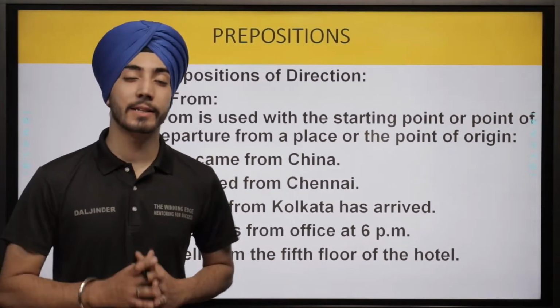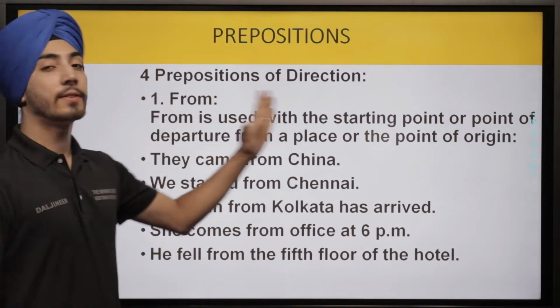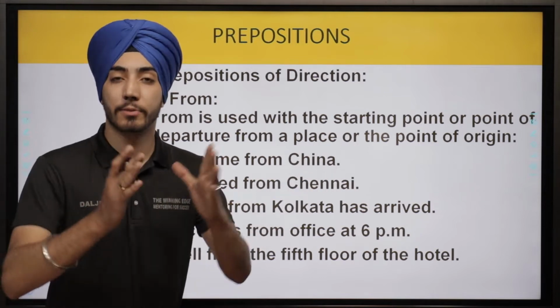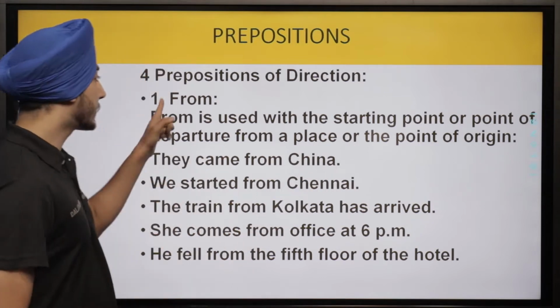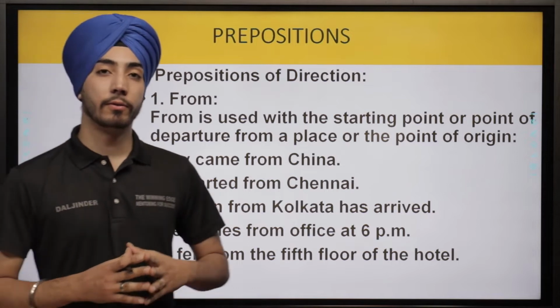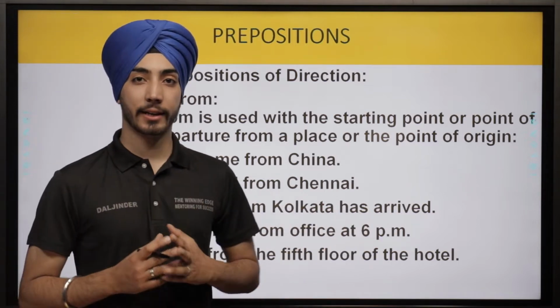सो जैसा कि बच्चों आप अपनी स्क्रीन पे देख सकते हैं, prepositions of direction. अब preposition of direction में जो first preposition आज हम पढ़ने वाले हैं, it is from. Now from, as we all know, from means कहाँ से कोई चीज आ रही है, ठीक है? From where it is coming.